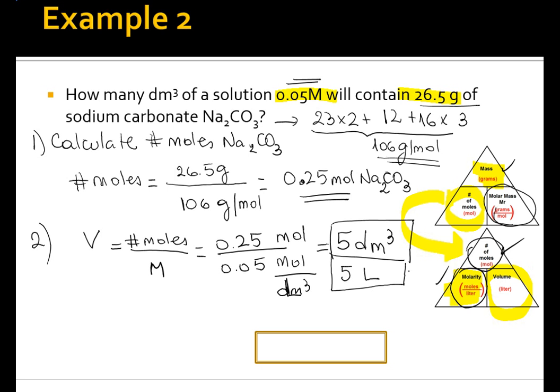If we need to pass this to centimeters cubed, which is not the case, we can calculate this one. So 5,000 milliliters would be the answer. In this case, out of these, the answer would be 5 decimeters cubed.